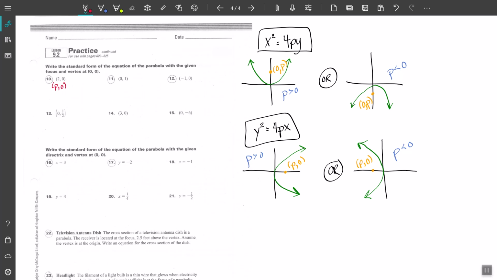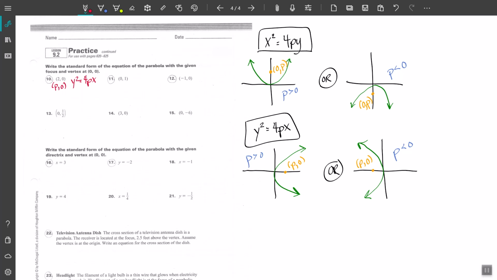So if you look over here at my graphs that I've shown you, if I have a p value as the x-coordinate, it has to be one of these two graphs on the bottom, because when we have a parabola that opens left or right, that's when the focus is on the x-axis. Because (2, 0) is on the x-axis. So I know that I need to get this equation into the form y squared equals 4px.